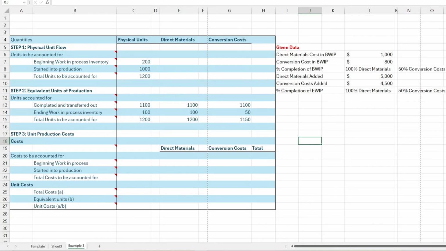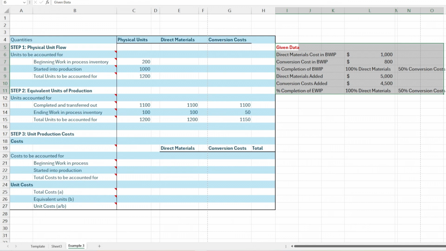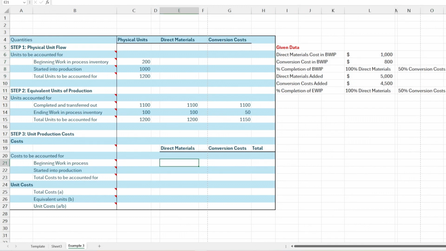So let's look at the first Excel example, step 3 unit production costs. So you can see we have everything from step 1, physical, like all of this. Step 2, we calculated all of this. And now we're going to be calculating our step 3, so all of this. And you can see on the right, this is our given data of everything that we need or know for our step 3. So the first thing we're going to do is look and find our beginning work in process.